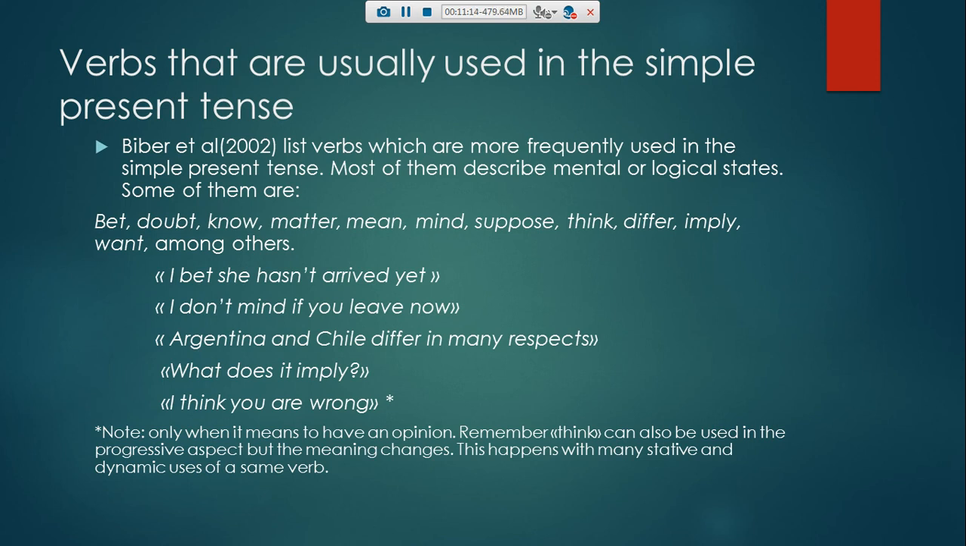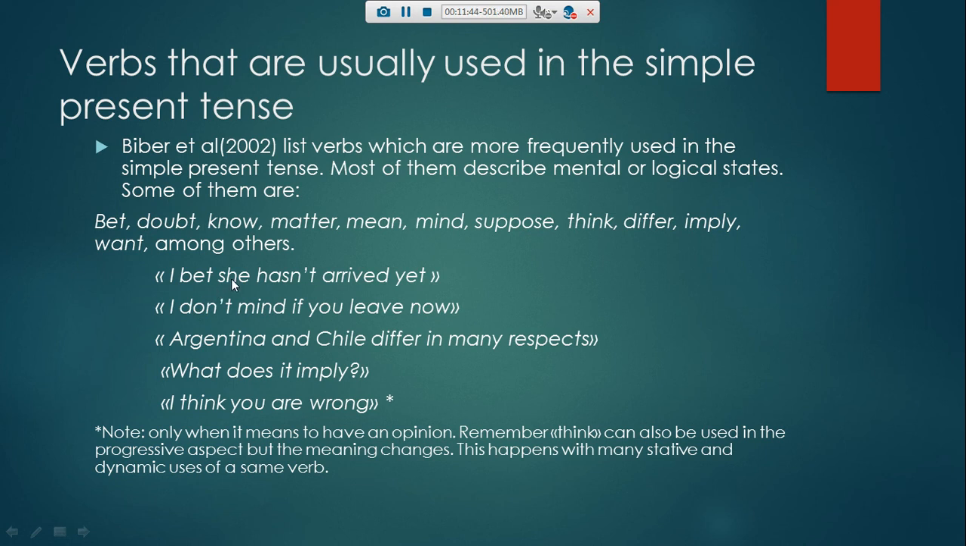Verbs that are usually used in the simple present tense. Weber et al. list verbs which are more frequently used in the simple present tense. Most of them describe mental or logical states. That is to say, most of them are stative verbs, like bet, doubt, know, matter, mean, mind, suppose, think, differ, imply. I mean, not all of them are stative verbs, but many.